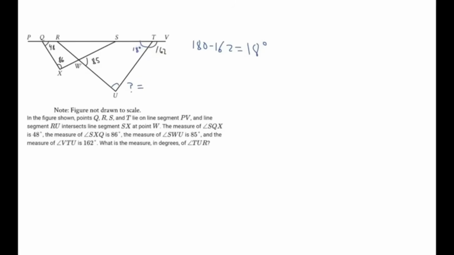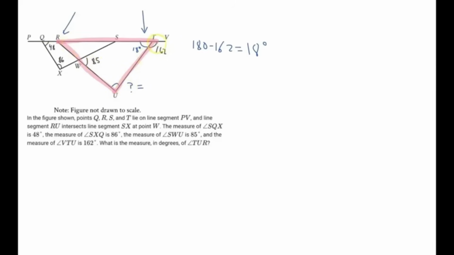And so why did I find that angle? Well, because in order to find angle TUR, I want to highlight this. What we can do is actually just find two of the angles in this triangle, because we know there's 180 degrees in a triangle. So if we find this angle, the one we just found, the 18 degrees, and we also find, let's say, this angle in the corner, then we can just do some math to find the missing angle.